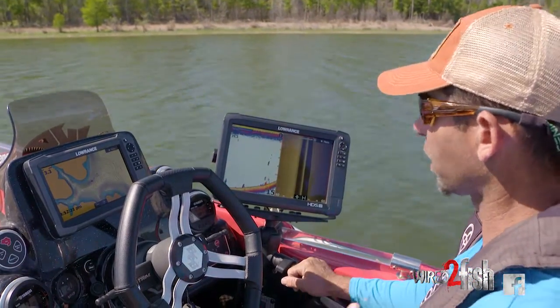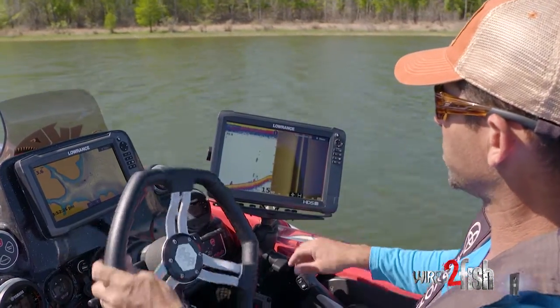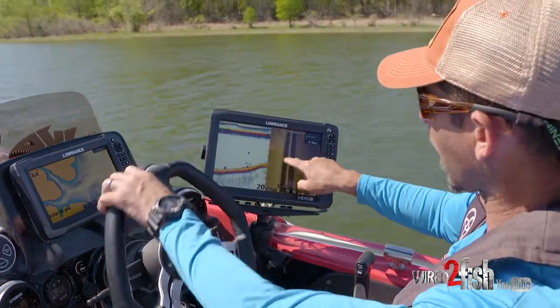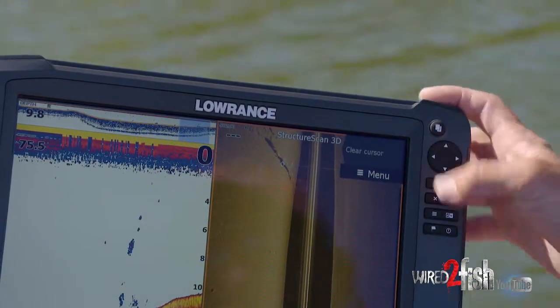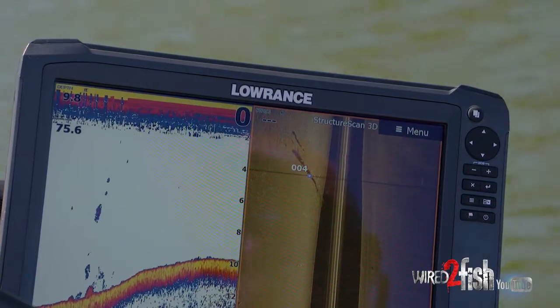So we marked a log, and I'm moving along this point, and I know there's another big log. Here it comes on the side imaging. A giant log laying on the side, right on that break. Here's another area, put my cursor on it, put a waypoint, and now I've got that log.